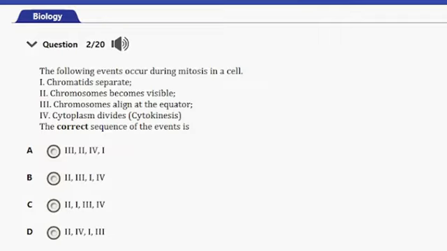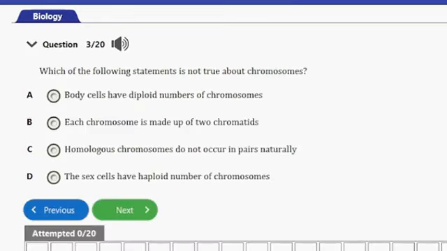The correct sequence here will be II, III, I, and then IV. So that's option B. First of all, the chromosomes will become visible, and then the chromosomes will align at the equator, and then the chromatids will separate, and then the cytoplasm divides. So that's it for this question. Let's consider the next question.